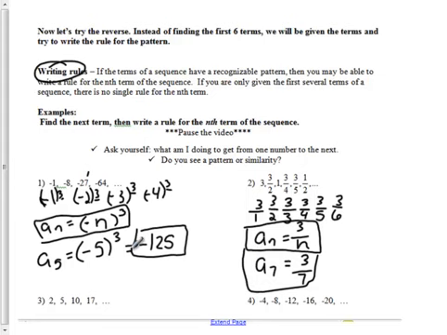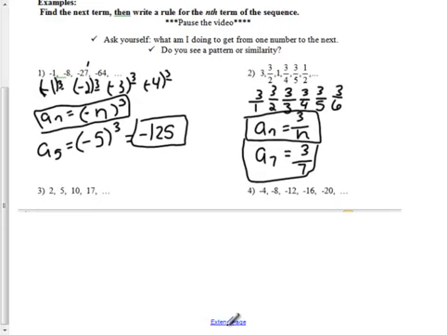So take a moment, pause the video if you want, and I want you guys to work on 3 and 4.